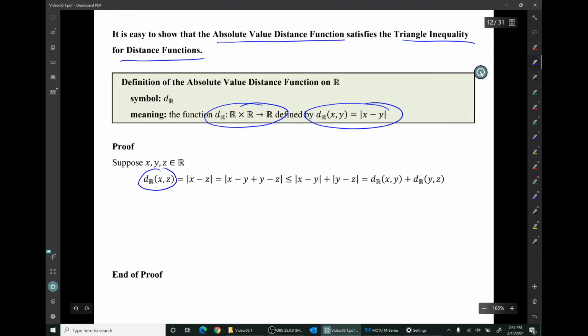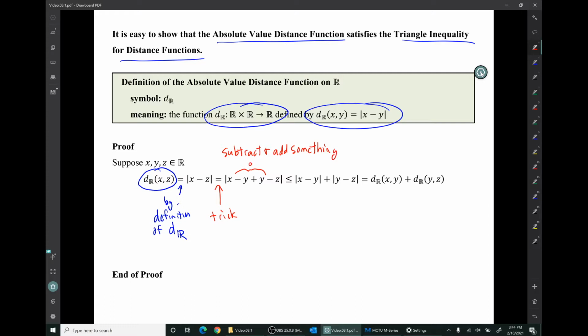Well, there's the left side. Here we just use the definition. We use the definition of the absolute value distance function. And then here we use a trick. We subtract and add something. So the result of that is no change at all. We've just inserted a 0 within that expression.